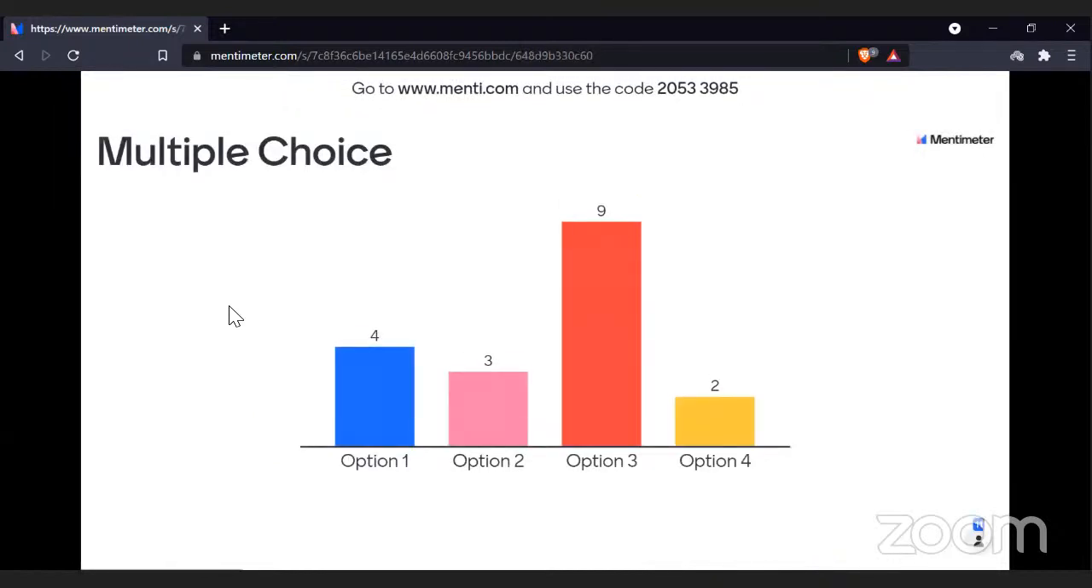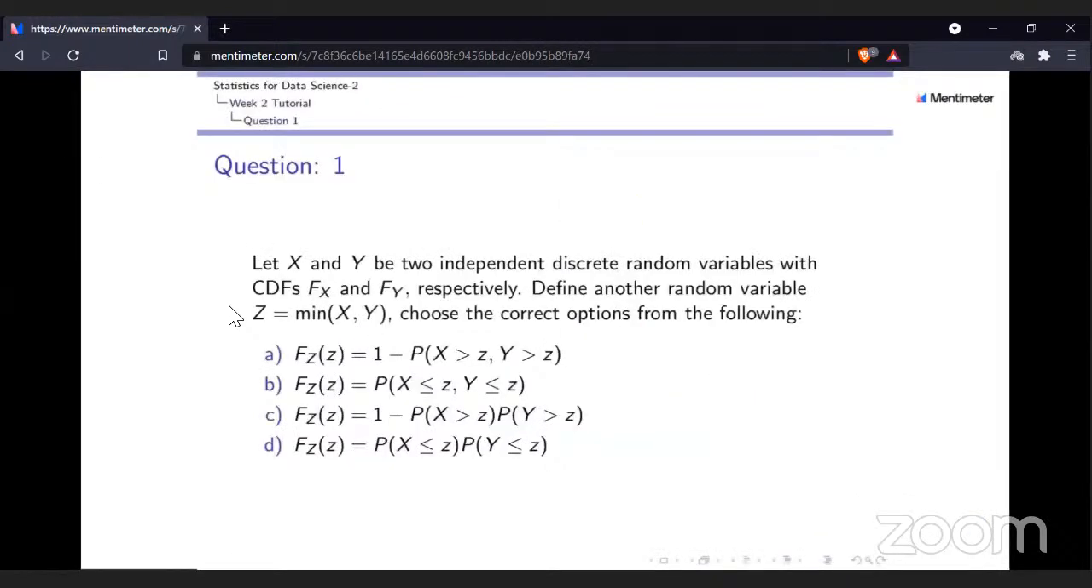So it was a multiple select question. You could have selected more than one option. A and C. Yes, that is correct. Why are both options correct? Because X and Y are independent variables, so the joint probability is the product.